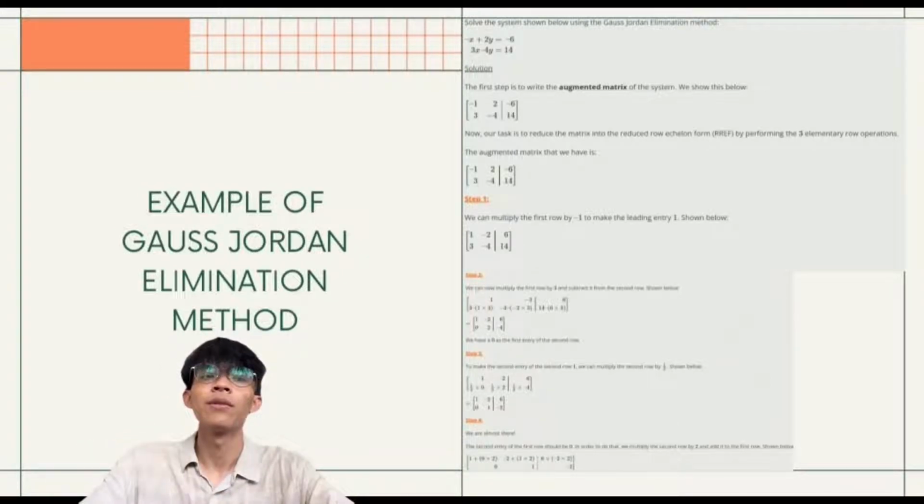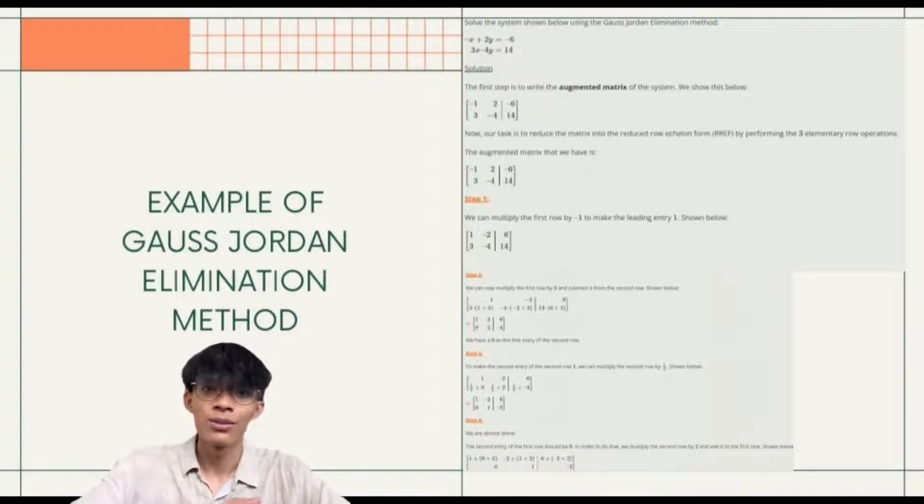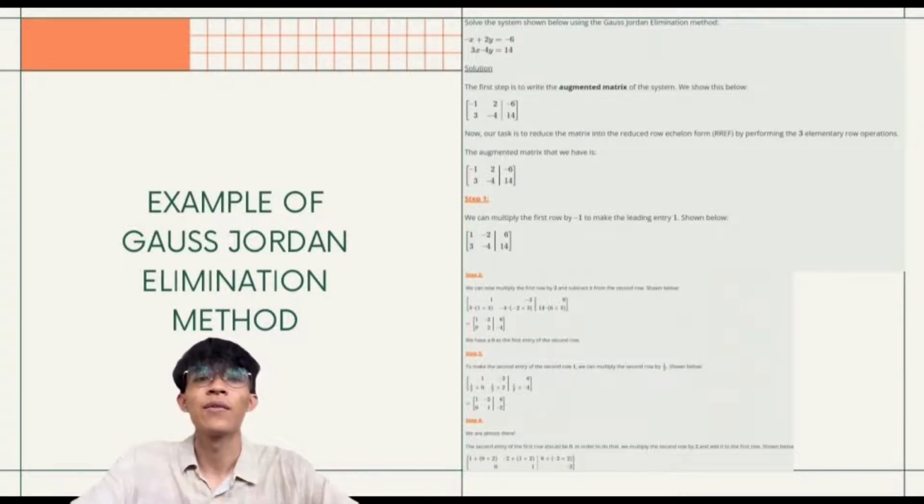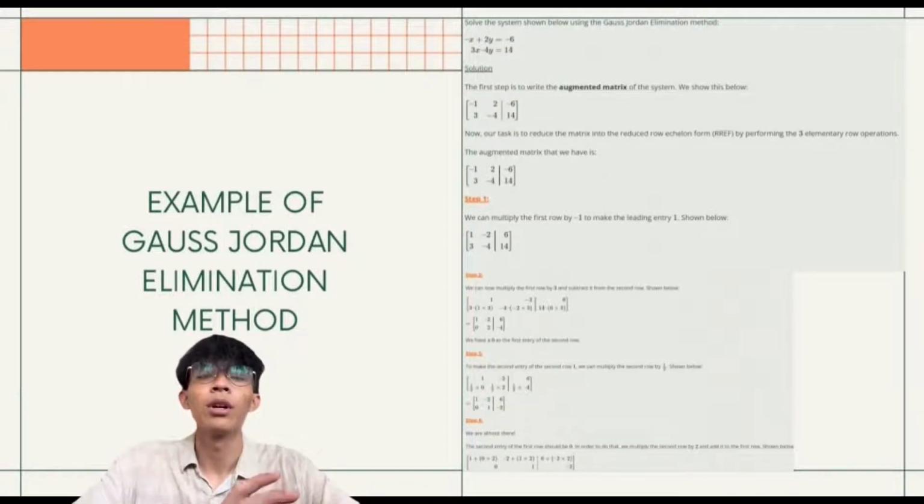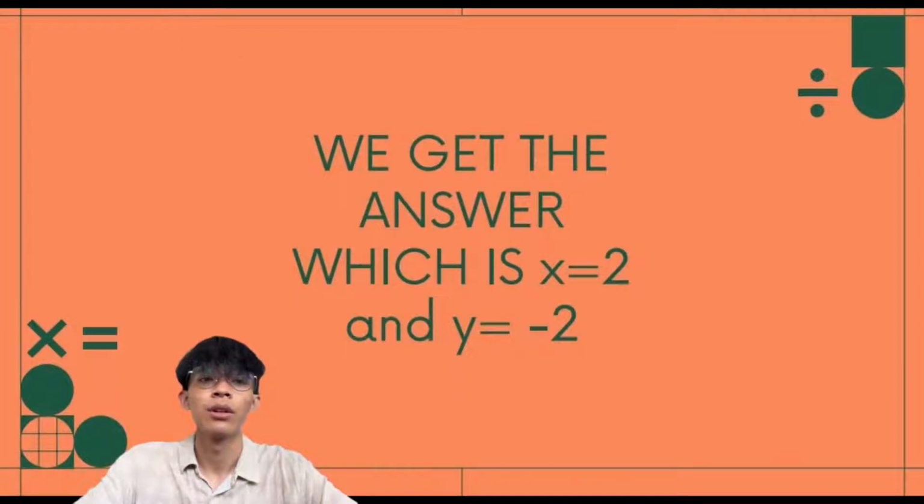To make the second entry of the second row 1, we multiply the second row by 1 over 2. Okay, we are almost there. So step 4, the second entry of the first row should be 0. In order to do that, we multiply the second row by 2 and add it to the first row. So this is the reduced row echelon form. From the augmented matrix, we can write two equations, which are x equal to 2 and y equal to negative 2.